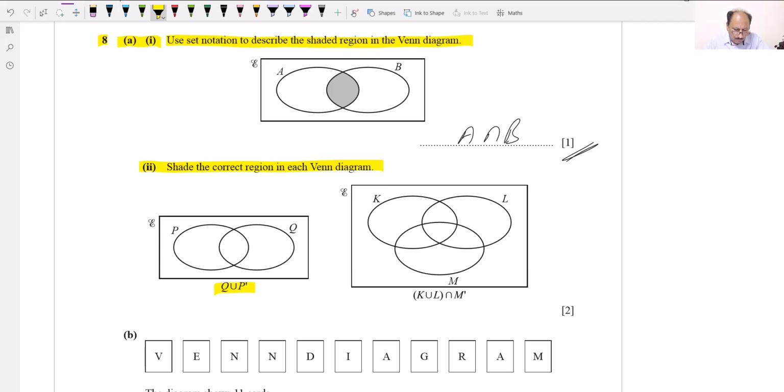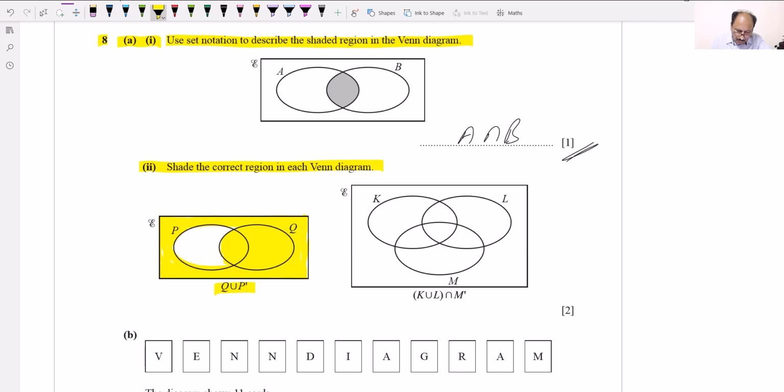Now the second part, shade the correct region in each Venn diagram, and this is Q union P complement. So Q will be this one, and union P complement. P complement means whatever is not in P. So that will be outside P. So we will shade this part. This will be the outside portion which we are taking, and this will be the portion which we have shaded.